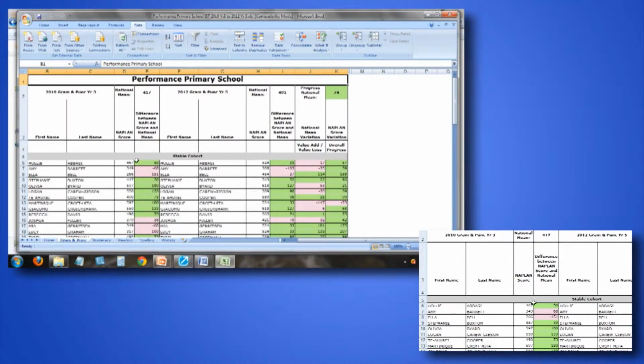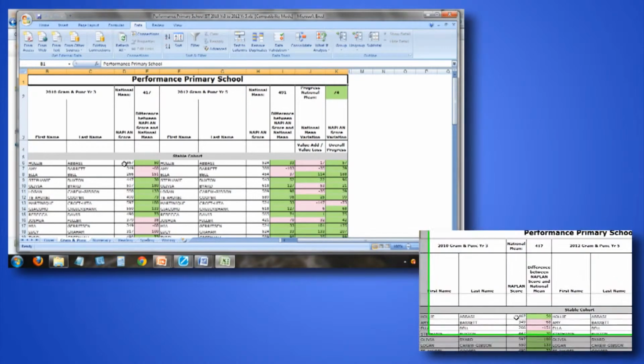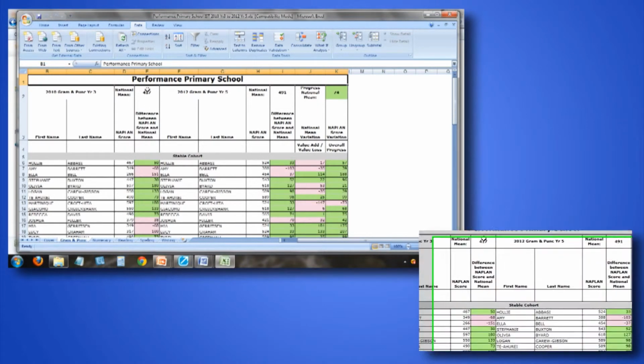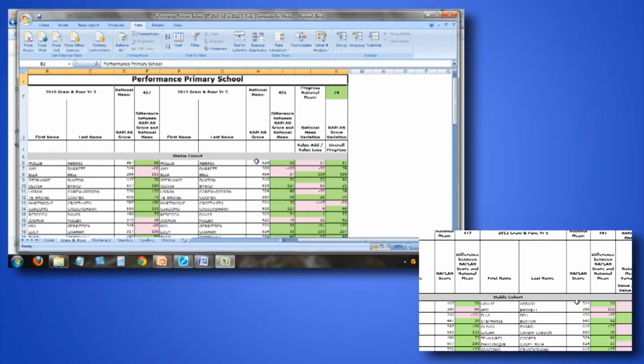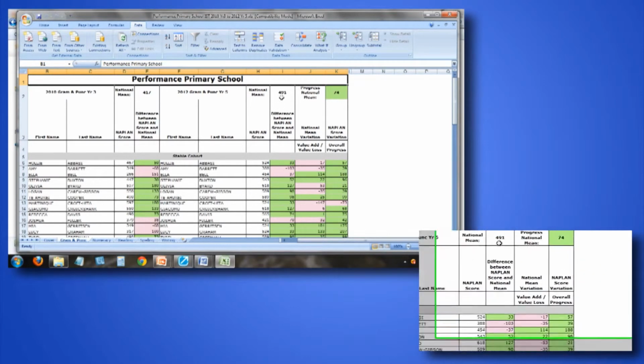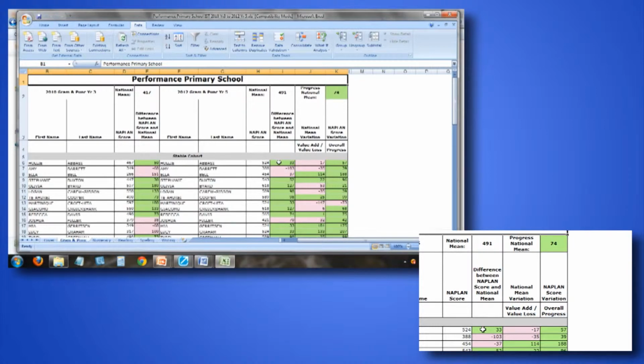Young Holly scored a 467 NAPLAN score, which placed her 50 points above the national mean in 2010. Holly, again in Year 5, scored 524, which was this time 33 points above the actual national mean. Holly had a value loss of 17 points, but she still made progress of 57 points.